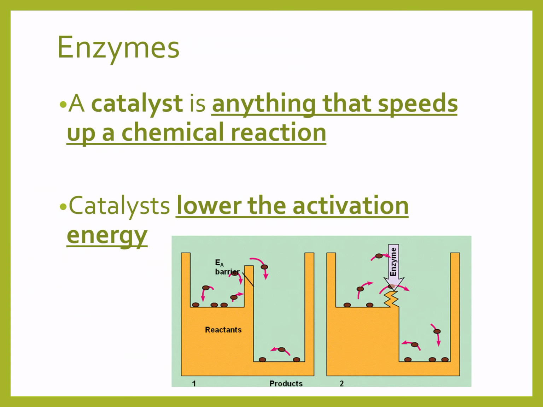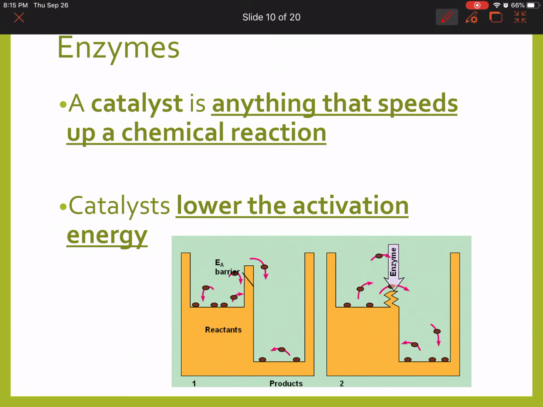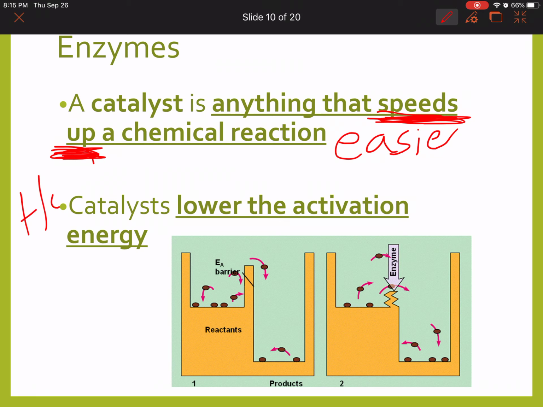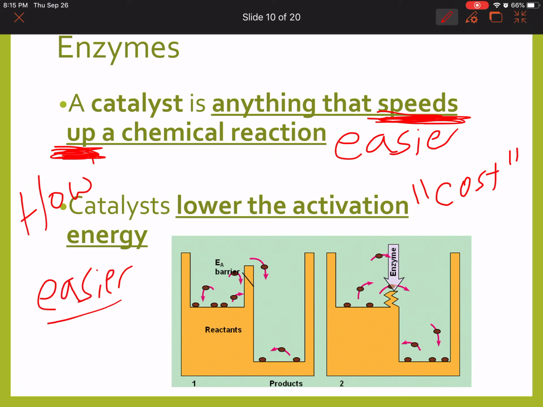So, a catalyst is anything that speeds up a chemical reaction. Speeds up being the most important part of this definition. They make it easier to do the reaction. Okay? The way they do this, the how, is that catalysts lower the activation energy. Remember we said the activation energy is kind of like the cost of doing the reaction? With a catalyst, it's a lower cost, so it's going to be easier. And easier is always better.